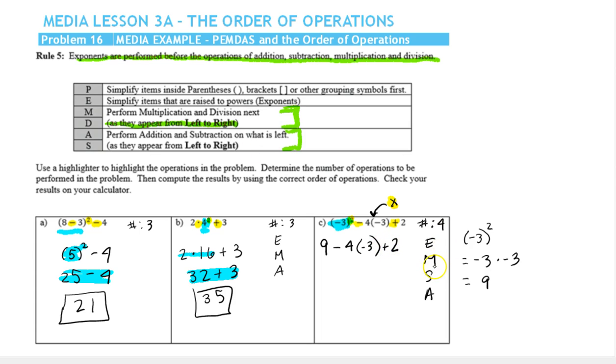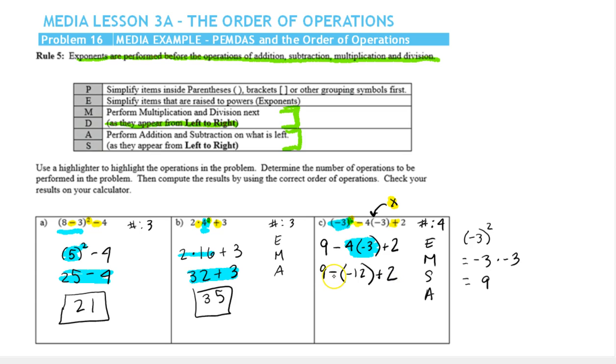Our next operation is multiplication. So we have subtraction, multiplication, addition, and multiplication comes next. So we're going to do 4 times negative 3. So 4 times negative 3 is negative 12. And since I have a subtraction symbol here, I'm going to definitely put the negative 12 in parentheses. It's always a good practice to put the negatives in parentheses. It just helps you see them more clearly. But if I didn't, this would look like a mess having the 2 signs next to each other. And plus 2.